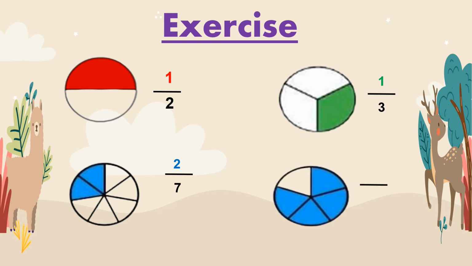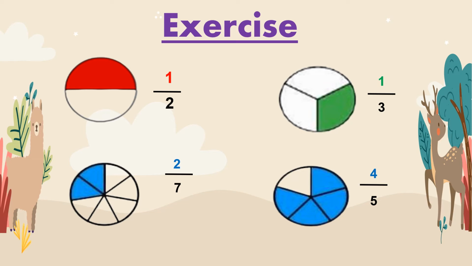The last exercise here, I have this shape 1, 2, 3, 4, 5, divided into 5 parts. Okay. So I put the fraction bar, in the upper, the colored parts 1, 2, 3, 4. And in the lower, 1, 2, 3, 4, 5. So I will write 5. So it will be 4/5.